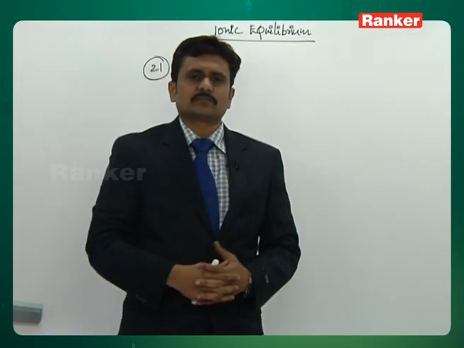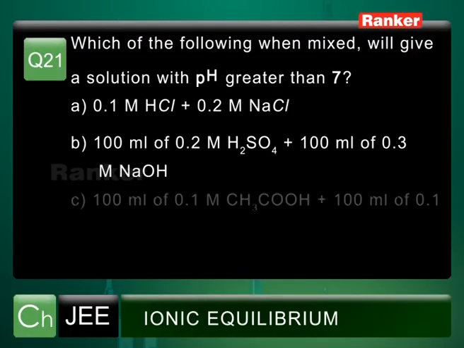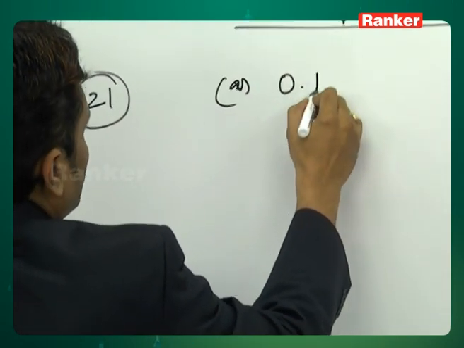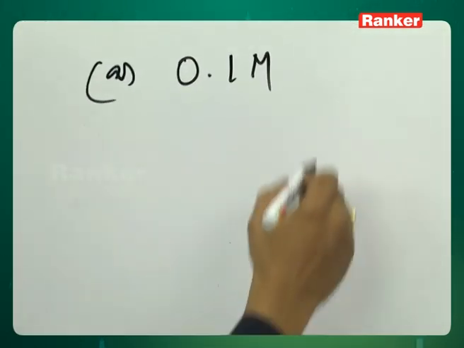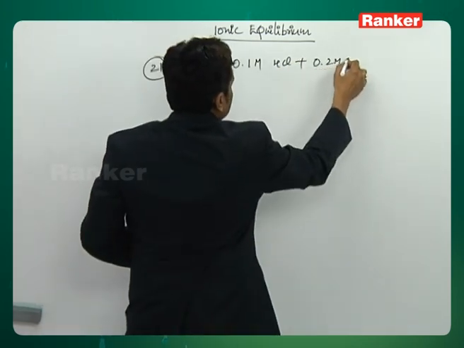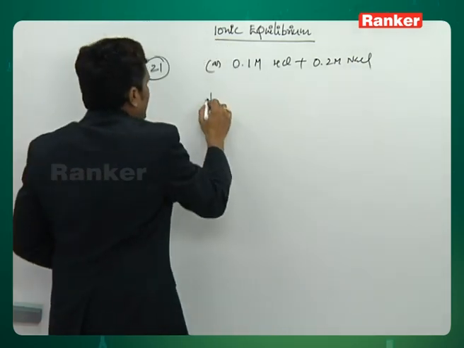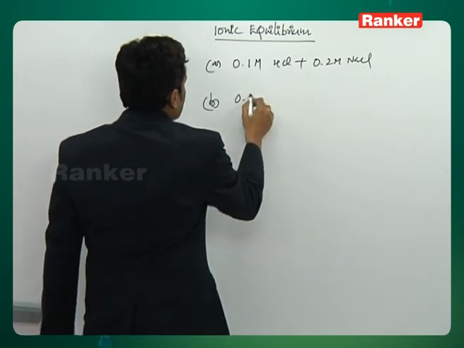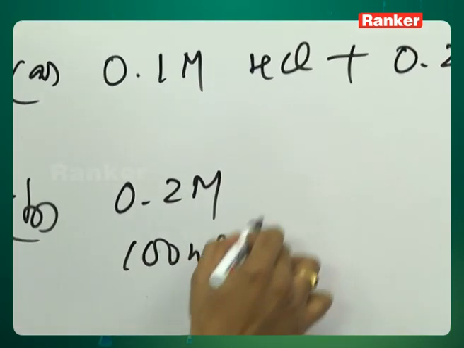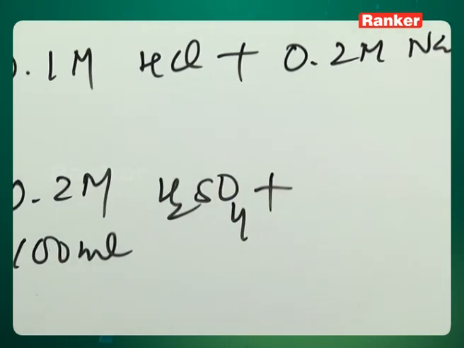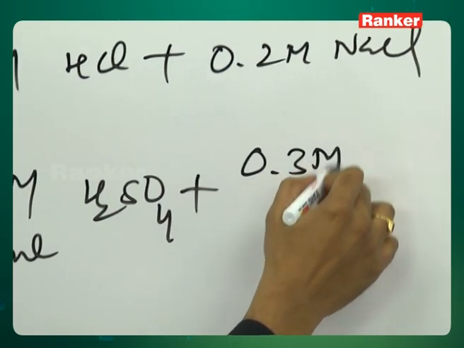Which of the following solutions when mixed will give a solution with a pH greater than 7? Now, we have options like 0.1 molar HCl mixed with 0.2 molar NaCl. Then we have 0.2 molar, 100 ml of H2SO4 reacting with 0.3 molar, 100 ml NaOH.